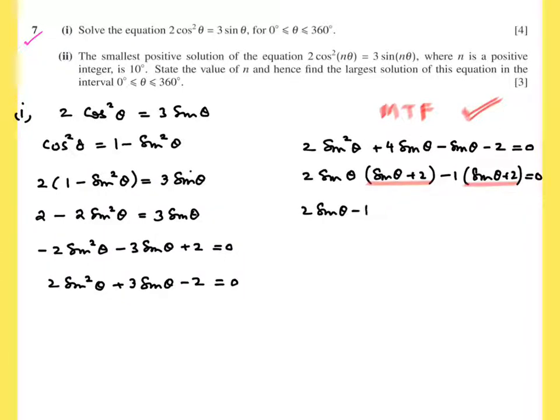Bracket 2 sine theta minus 1 equals to 0. 2 brackets multiplying to give you 0. That means either one of them is 0. Therefore, sine theta comes out to be half. Sine theta comes out to be minus 2. The second part is not applicable because the maximum value of sine is 1. Minimum value of sine is minus 1. Maximum value of cosine is 1. Minimum value is minus 1. Maximum value of tangent is positive infinity. Negative infinity is the minimum value of tangent.